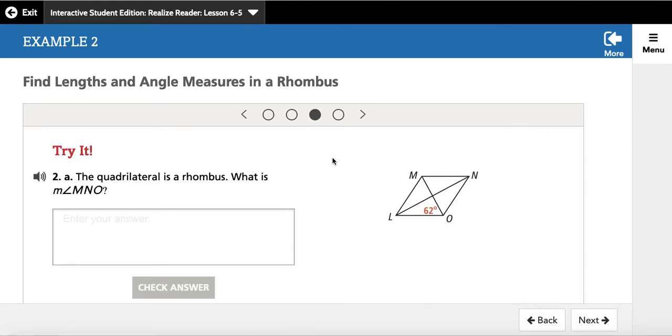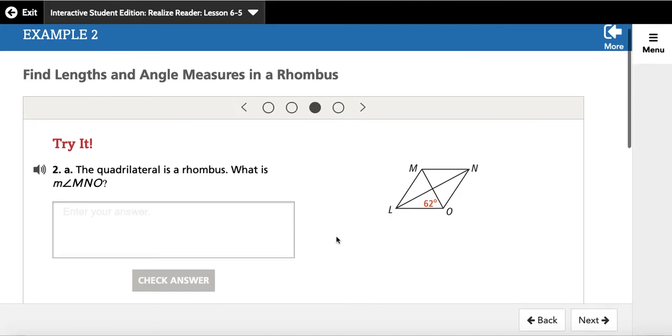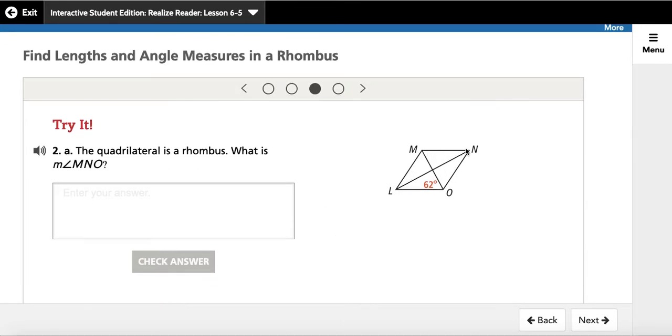What else they got? Okay, now it's time for you to try some problems. The quadrilateral is a rhombus, so all those things we've been talking about are true. What is the measure of angle MNO? They want this big one up here. And all they tell you is this one right here, 62. Give it a shot, come on back.